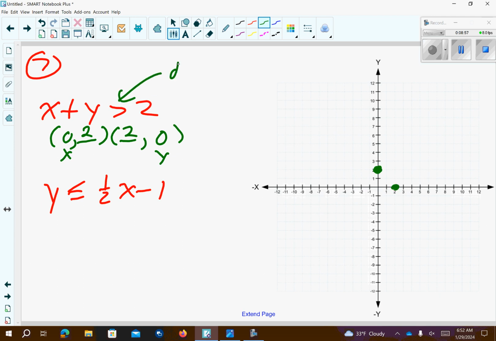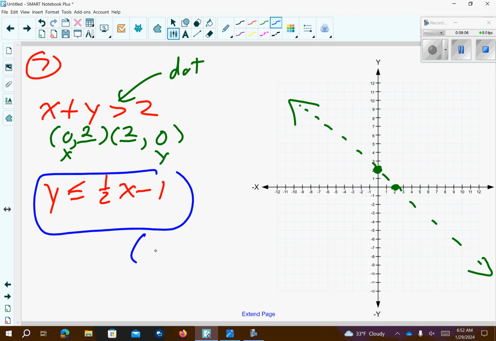Because there's no line underneath this, it's going to be dotted. So we're going to come straight down like that. We'll do this one in blue. So my y-intercept is at 0, negative 1. Right there. And then my slope is 1 over 2. So I'm going to go up 1, right 2. And this will be solid because I have a little line underneath the inequality.